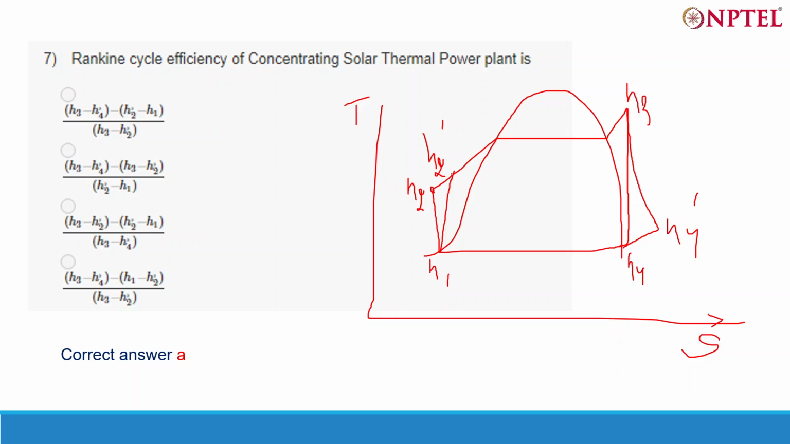I am not going to answer because I have just explained this whole thing, the TS diagram, and how to calculate the Rankine cycle efficiency. So I am sure you guys will be able to answer this.